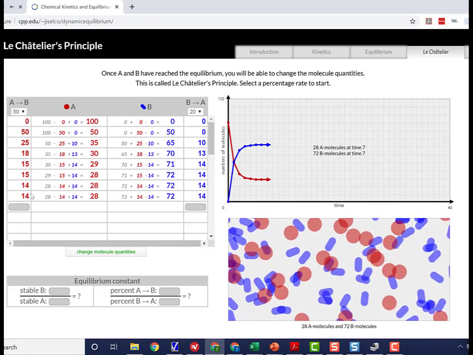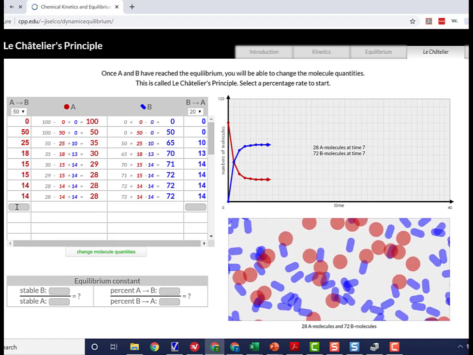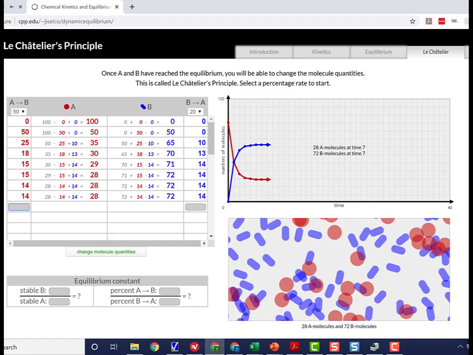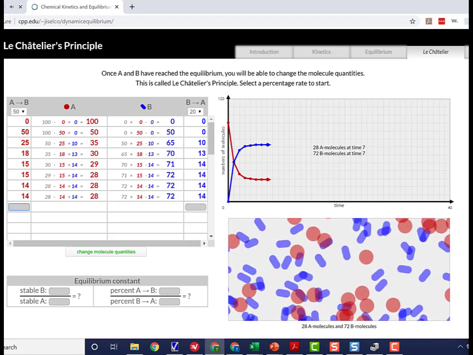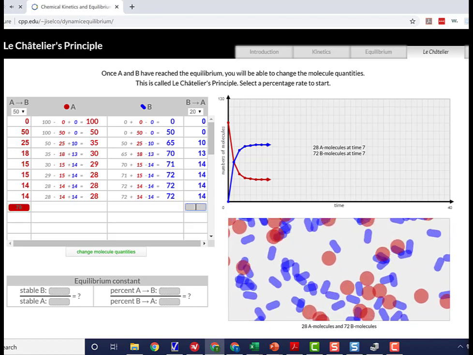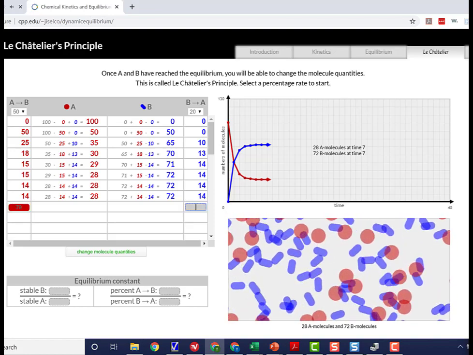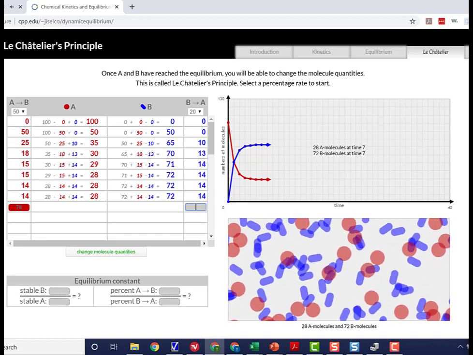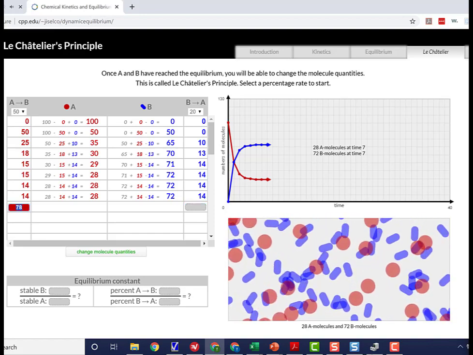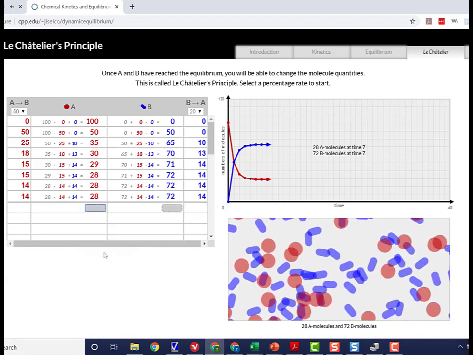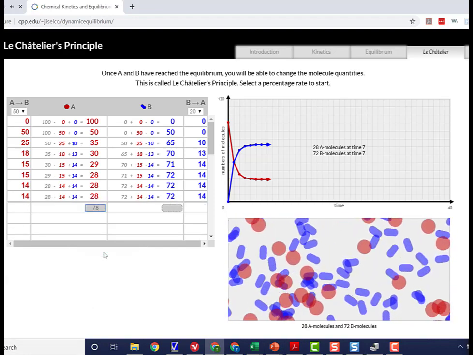Okay, so right now I'm at equilibrium. So let's say I add 50 more of A. I'll then have 78. So I've got 78. I've added some more of those.